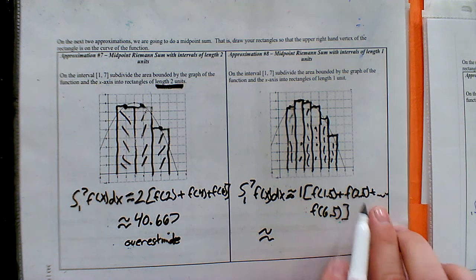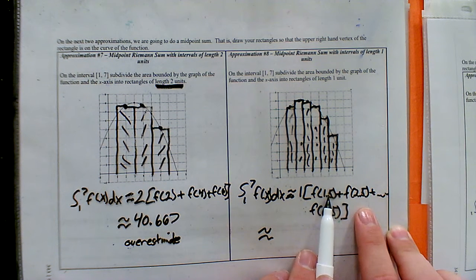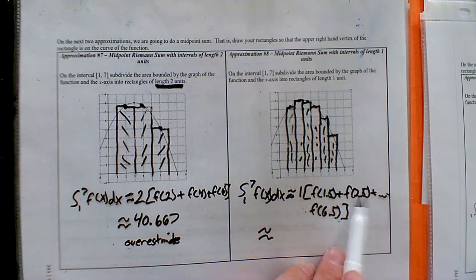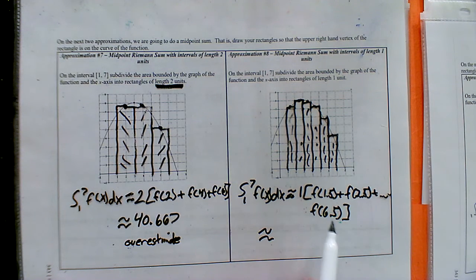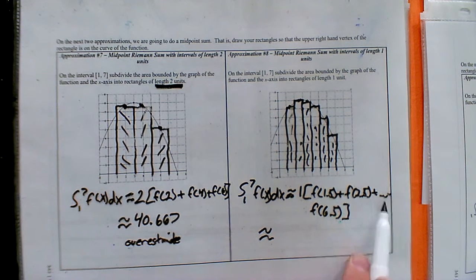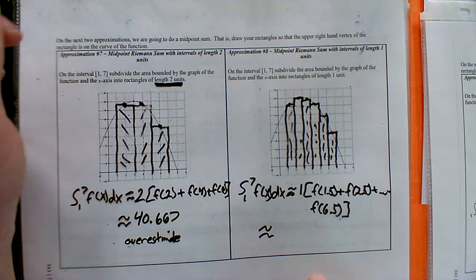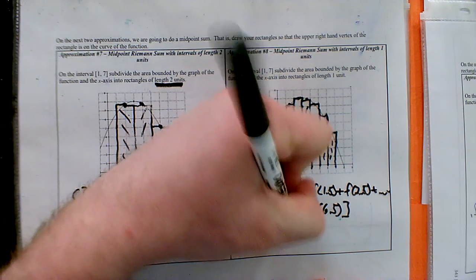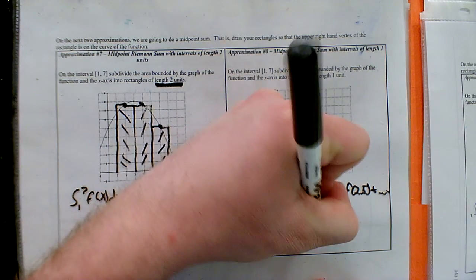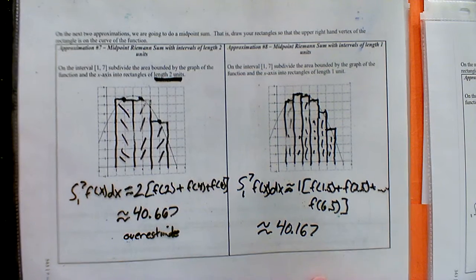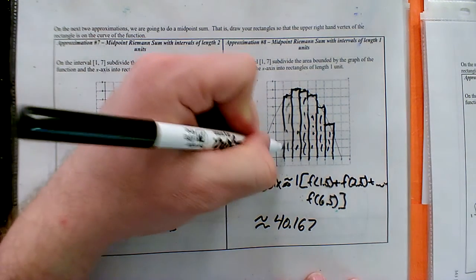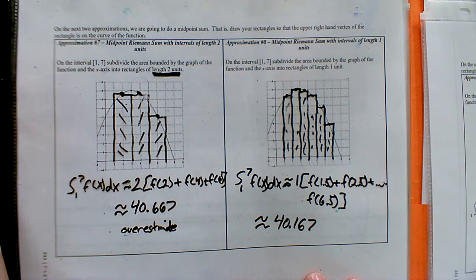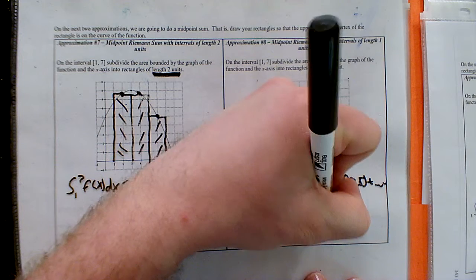All right, so again, I didn't write down all the values here, but we're going to have f of 1.5, f of 2.5, 3.5, 4.5, 5.5, all the way to 6.5. So I put dots in the middle. And again, after calculating this approximation, we would get 40.167. And again, do you think that's a little bit of an over or underestimate? Over. A little bit of an overestimate.